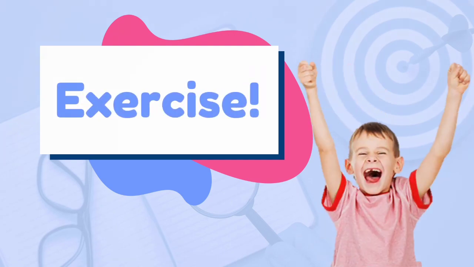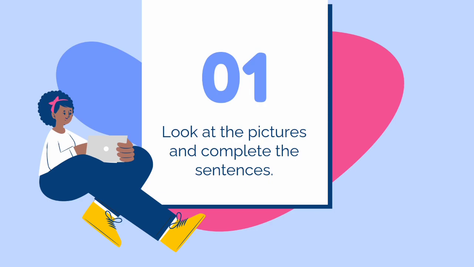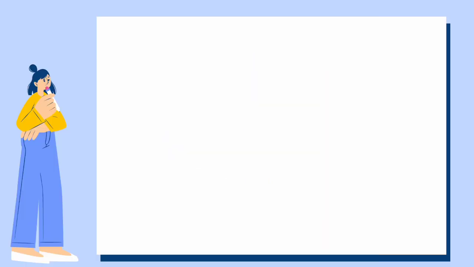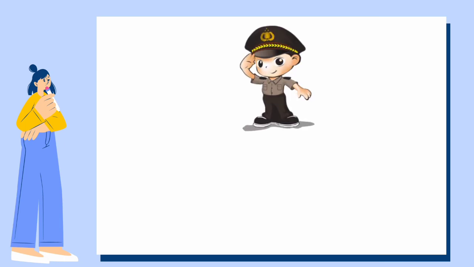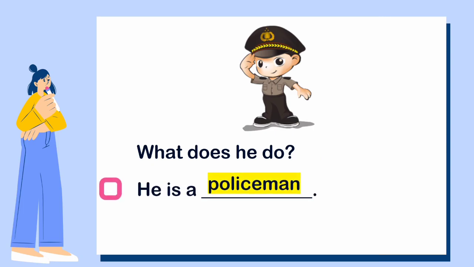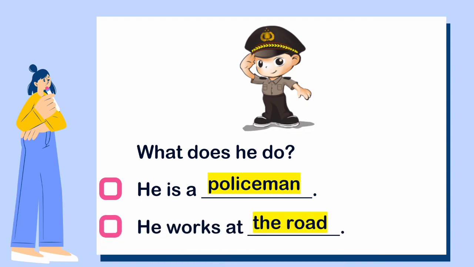Exercise. Number 1. Look at the pictures and complete the sentences. Look at the picture. What does he do? Apakah dia? He is a policeman. He works at the road. Apakah dia? Dia adalah seorang polisi. Dia bekerja di jalan.